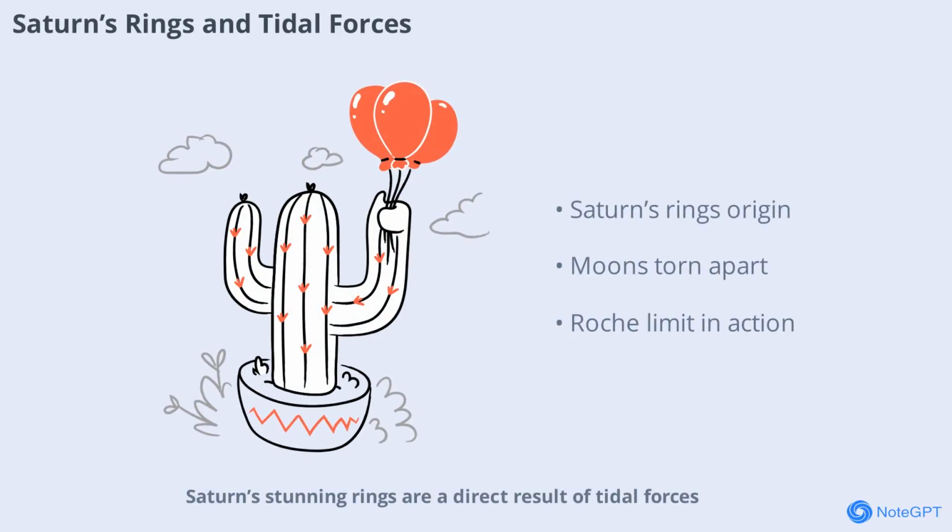Saturn's stunning rings are a direct result of tidal forces. Many scientists believe that moons or comets that ventured too close to Saturn were torn apart by tidal stresses within the Roche Limit. The resulting debris spread out to form the planet's iconic rings. This process is a beautiful example of how tidal forces can both destroy and create new structures in the cosmos.